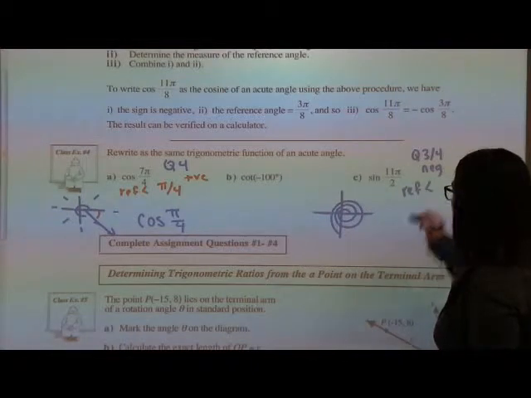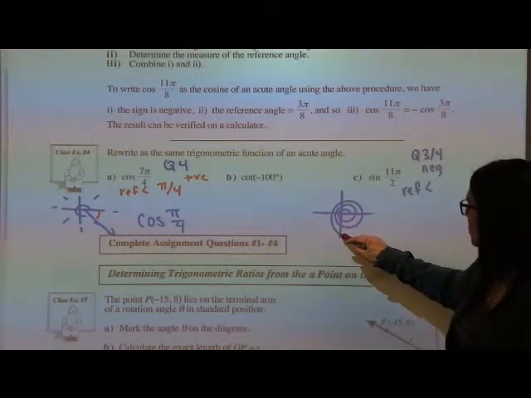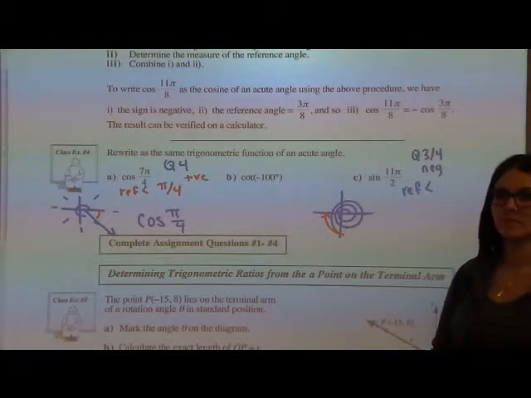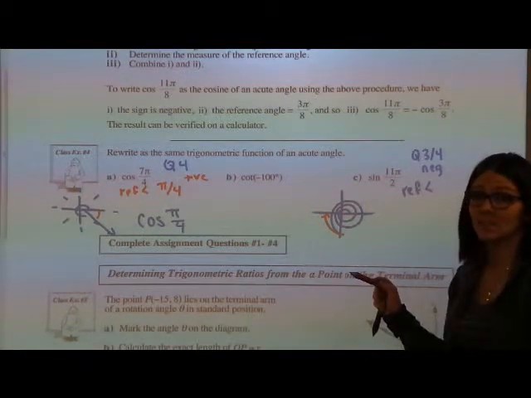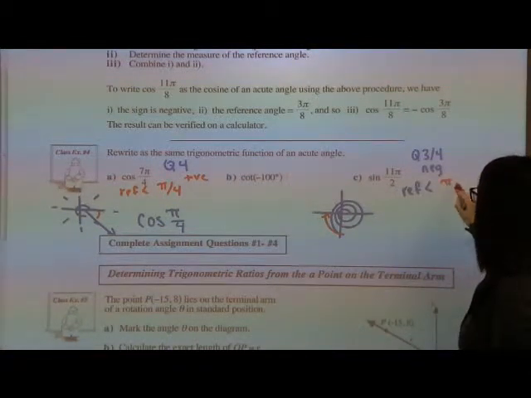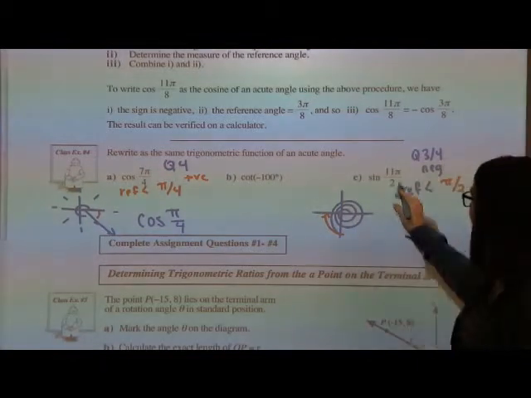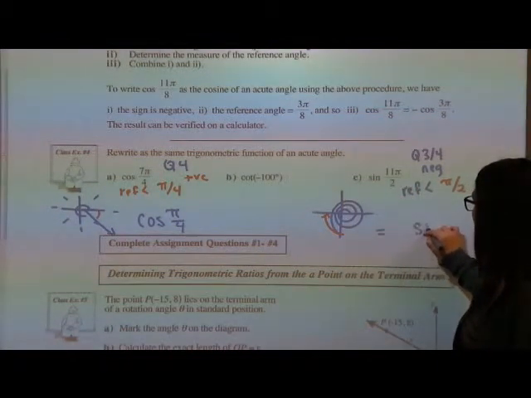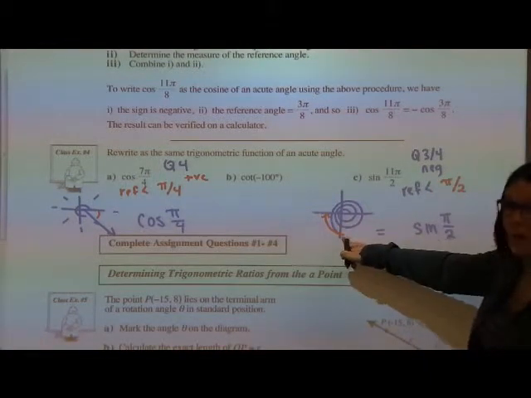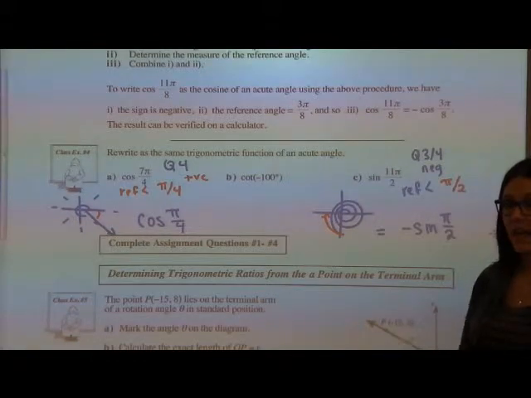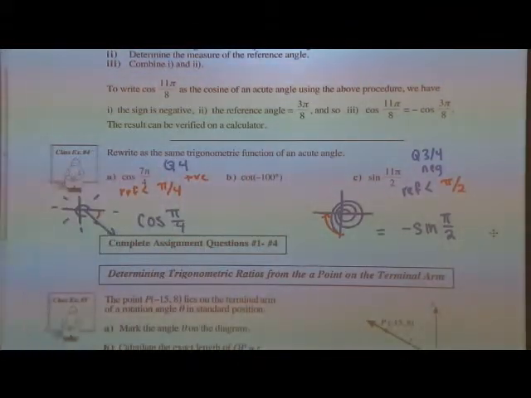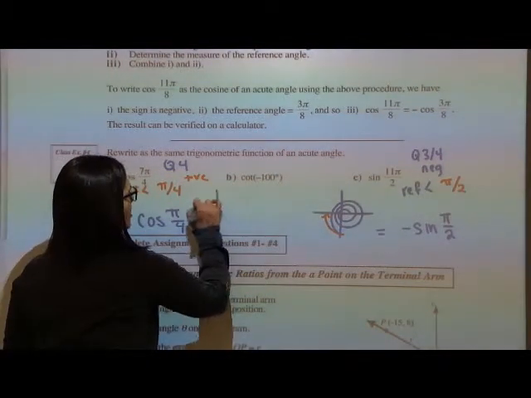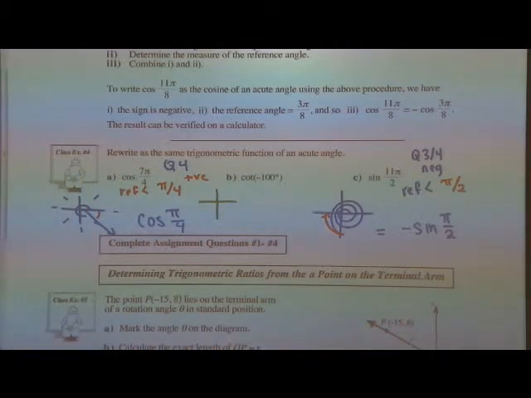And then my reference angle, again, is that measurement from the terminal arm to the x-axis. So what is the measurement of this angle? 90 degrees. What would it be in radians? Pi over 2. So sine 11 pi over 2 is the same as sine pi over 2, but because it's in quadrant 3 and 4, it has to be negative. And again, I can double check that. Then if we look at B, I have to be in degree mode if I was using my calculator for this. Negative 100 degrees means that I am going clockwise. And what quadrant would I end up in?